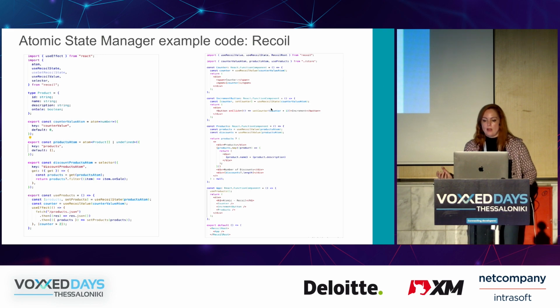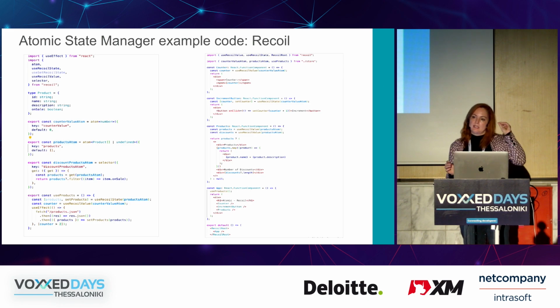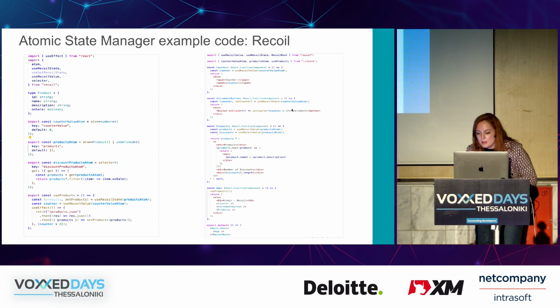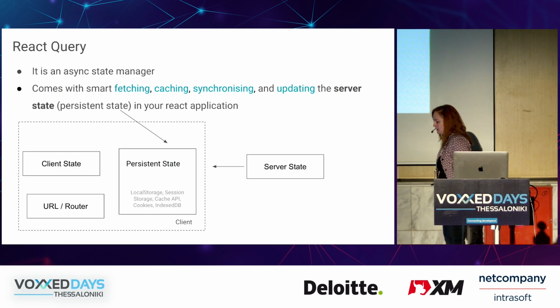In React, we have just useState, but in Recoil, we have three hooks: one explicitly for the setter, one explicit for the value, and the aggregated one that is used for both. Depends on the needs. All right. React Query. With React Query, we mostly think of it as a fetching library.